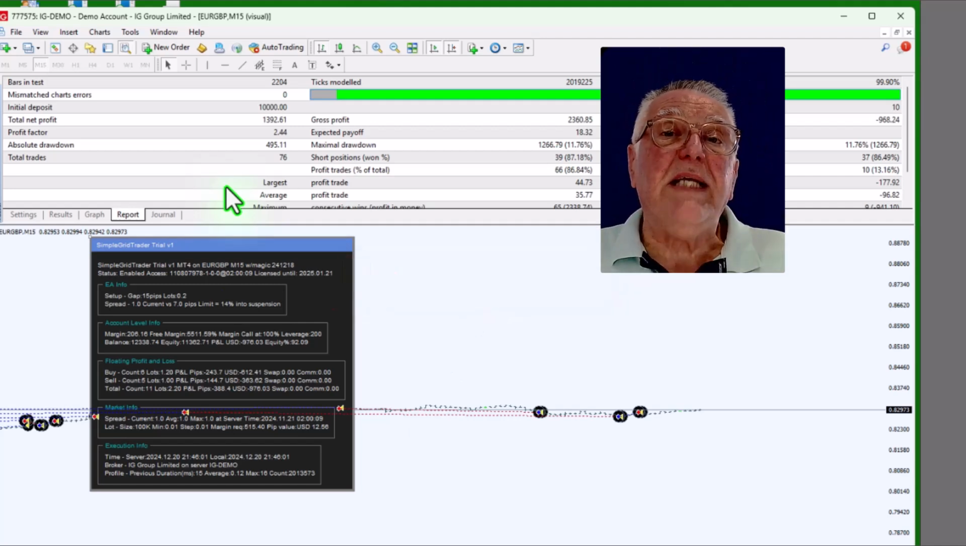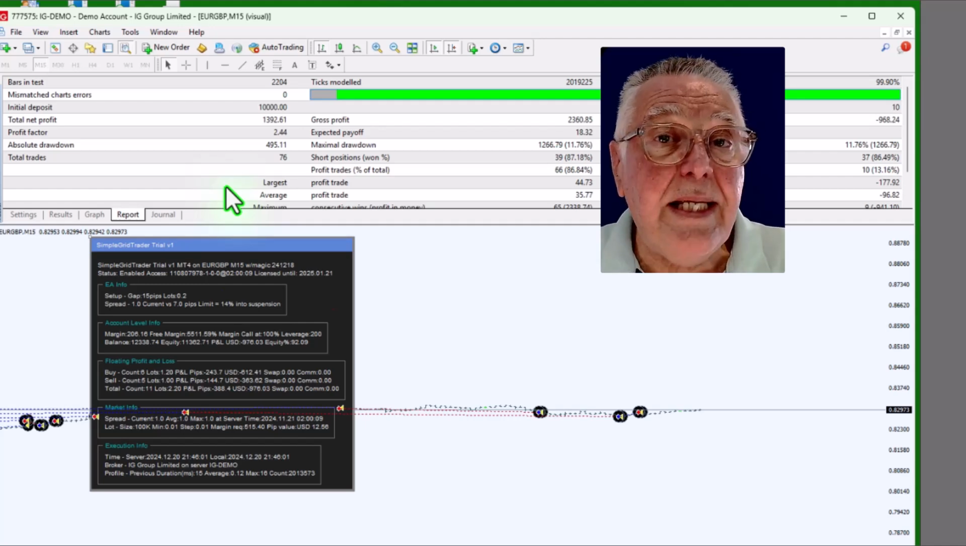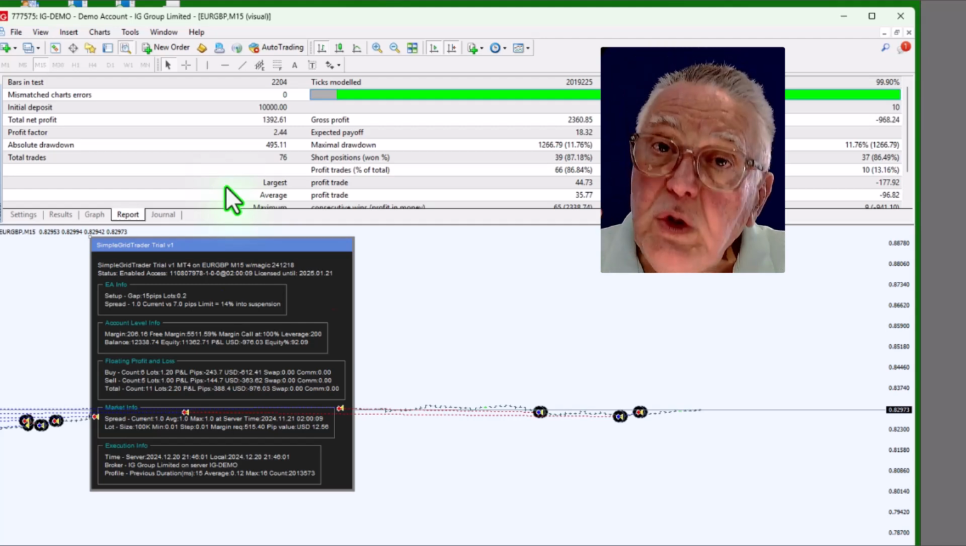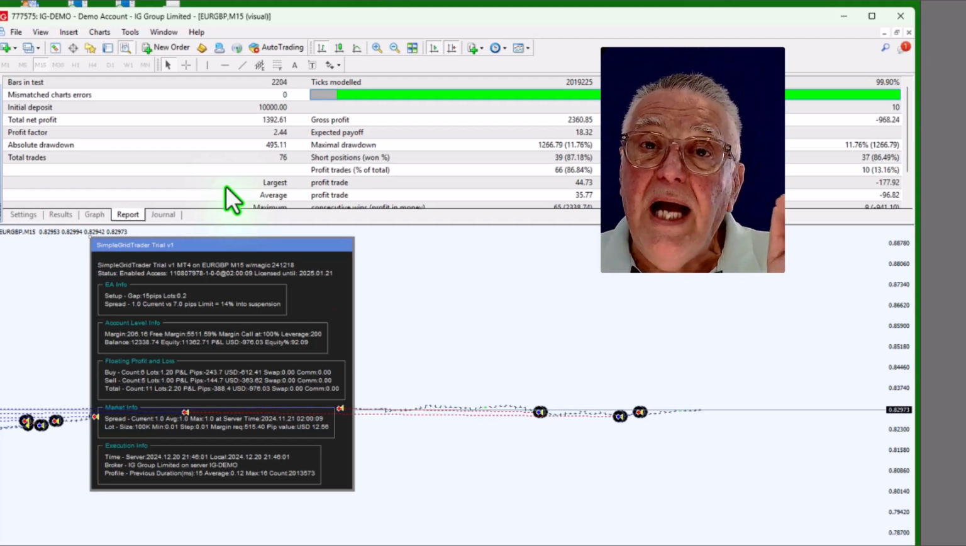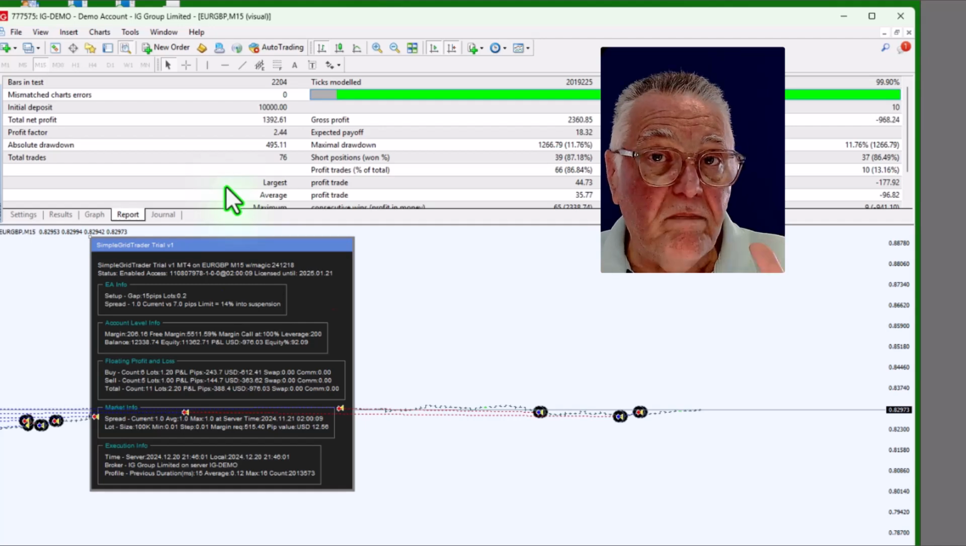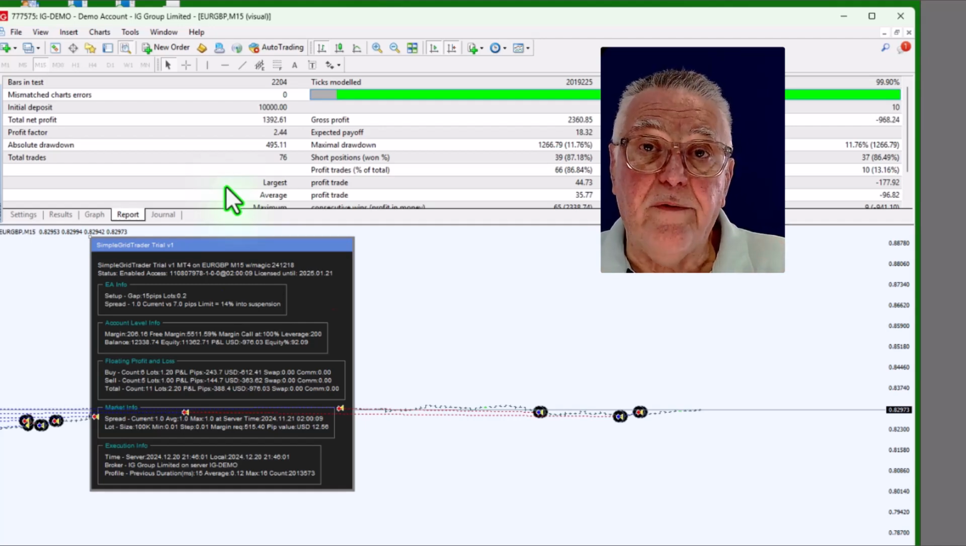Also, I must stress, stay with the low trending currencies. Do not try and trade the high trending currencies like the pound, yen, and those kind of ones.